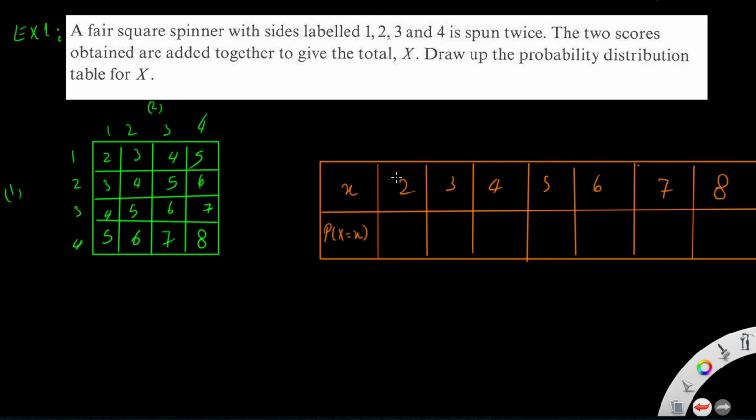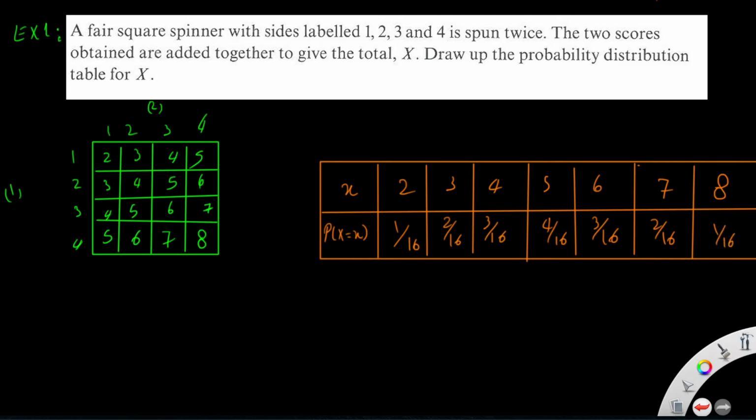Now the probability that the sum is 2. As you see here, it is the only cell in which you see 2. So it will be 1 out of the total number, which is 16. So 1 out of 16. 3 appears twice, so it will be 2 out of 16. 4 appears 3 times, 3 over 16. 5 appears 4 times, 4 out of 16, 6 3 times again, 7 is 2 out of 16, and 8 is 1 over 16.